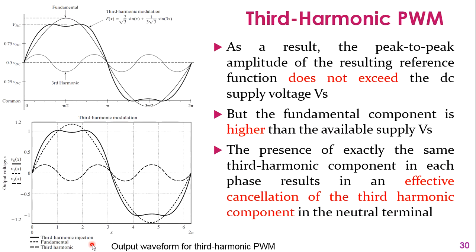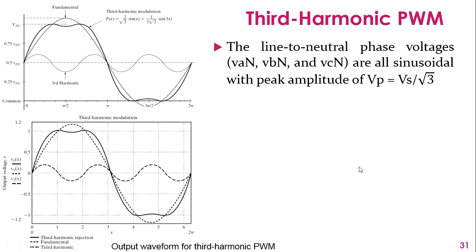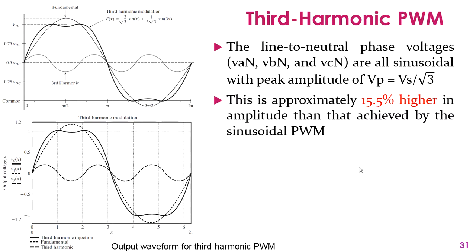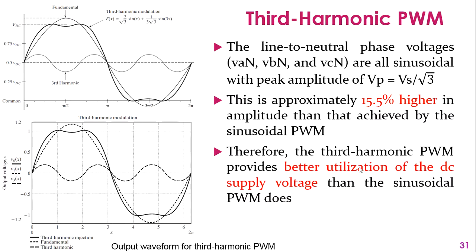The presence of exactly the same third harmonic component in each phase results in the effective cancellation of the third harmonic component in the neutral. The line to neutral voltages VAN, VBN and VCN are sinusoidal with the peak amplitude Vp equal to Vs by root 3. This peak amplitude is approximately 15.5% higher than that achieved by the sinusoidal PWM. Thus, the third harmonic PWM provides better utilization of DC supply voltage than the sinusoidal PWM does.